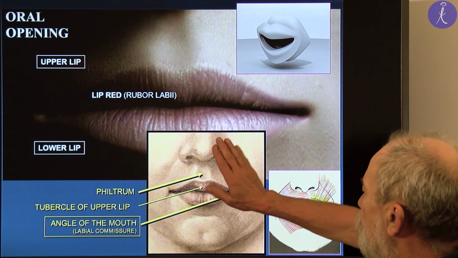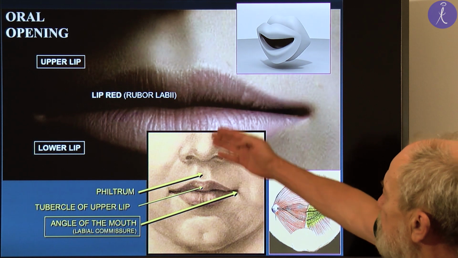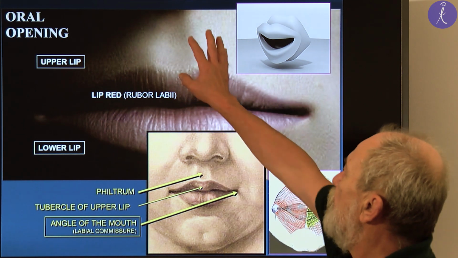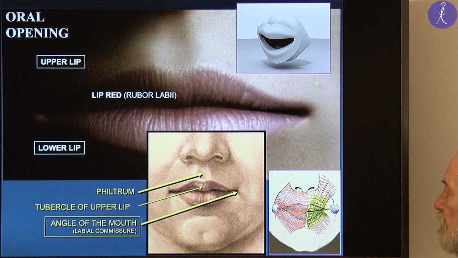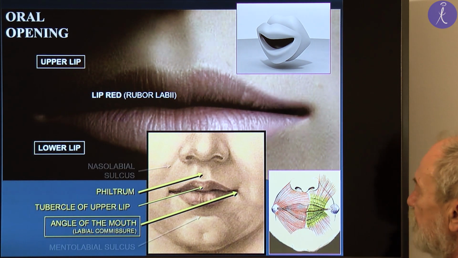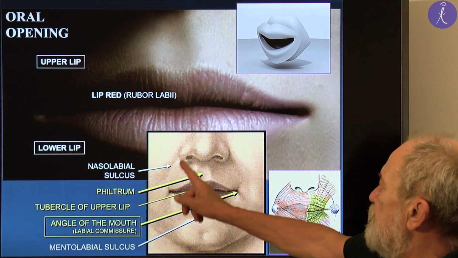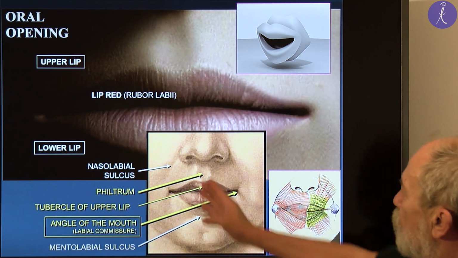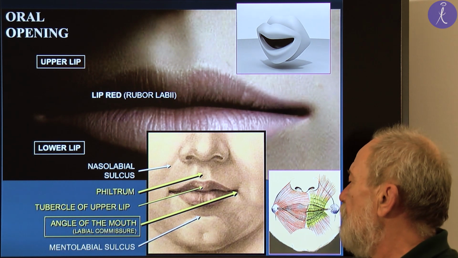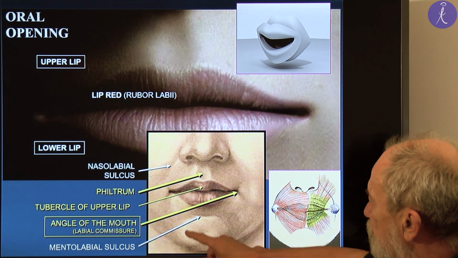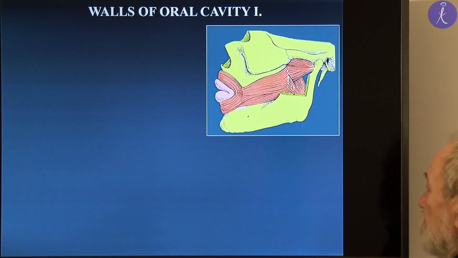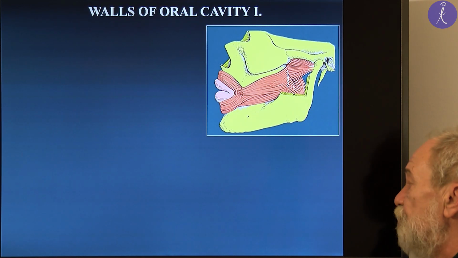Above this, there is a shallow vertical groove which extends up to the base of the nose, and that is called the philtrum. This is a specific part of the upper lip because, as you are going to hear soon, it has a different source of origin than the rest of the upper lip. The upper lip is separated from the rest of the face by oblique grooves, and these are the nasolabial sulci, as well as the lower lip is separated from the chin by a horizontal groove called the mentolabial sulcus.